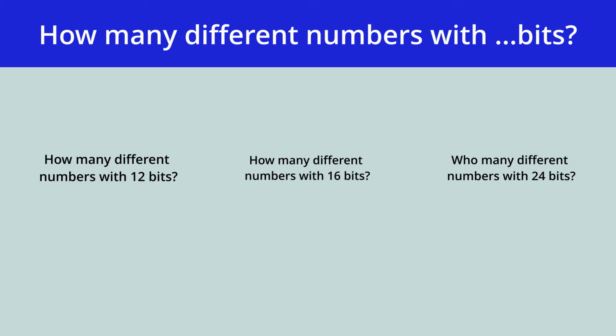Now pause the video and answer these questions. So to begin with, 12 bits, we can store 2 to the power of 12 different numbers. That's 4096. With 16 bits, we can store 2 to the power of 16 different numbers. That's 65,536 different numbers. And with 24 bits, we can store 2 to the power of 24 different numbers.